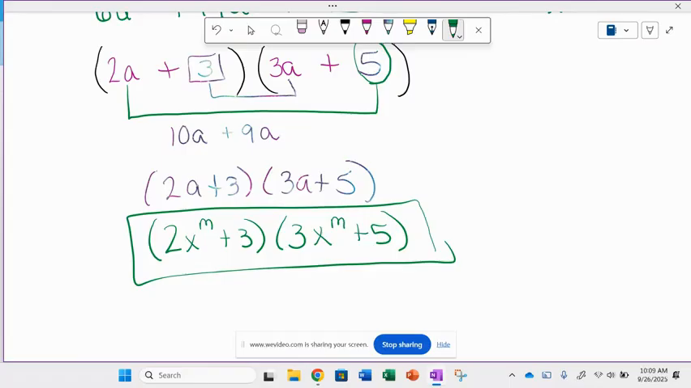It doesn't matter. So you had 3x to the n plus 5 and then 2x to the n plus 3. Yeah. So guys, remember, these parentheses represent multiplication. Multiplication is commutative. So it doesn't matter which parentheses first. Okay, next one.